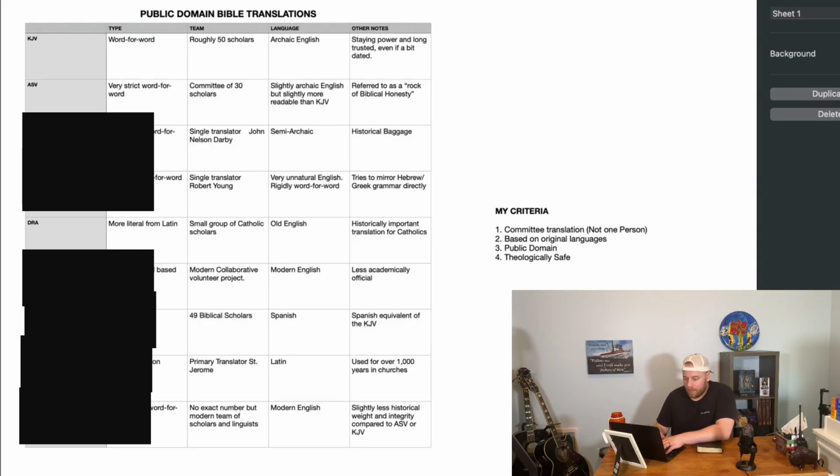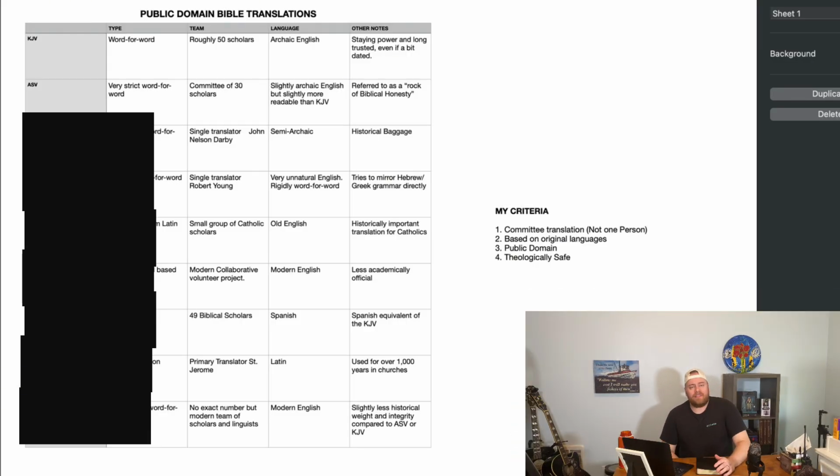Now, for obvious reasons, I can't use the RVA because I don't speak Spanish, so I had to get rid of that one. And then for the DRA, I apologize to my Catholic friends, but just for me personally, in my own convictions, I didn't feel comfortable reading something that had strong Catholic ties to it. I wanted something that had a little bit more of a Protestant backing behind it. I mean, no disrespect. That's just where I'm coming from. So I had to remove that one.